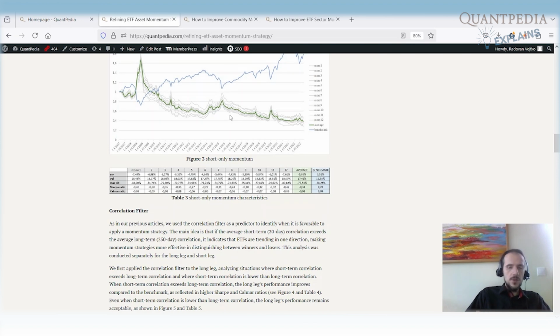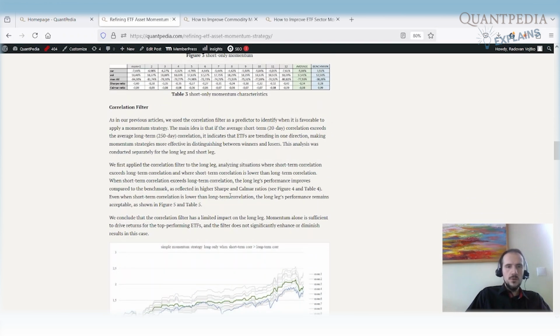The short side has a merit in the momentum strategy because you want to use it to have a better return to risk ratio. In this case, it doesn't work very well. So the first idea was, let's use the correlation filter. So we try to use the correlation filter.